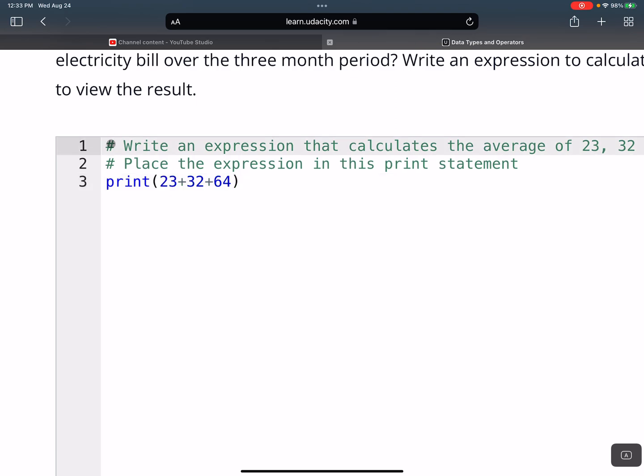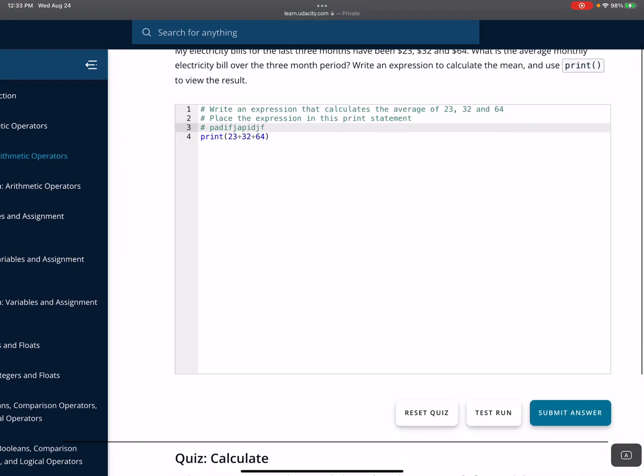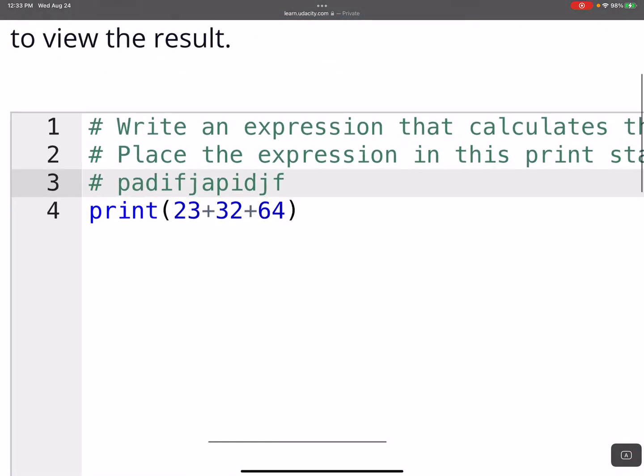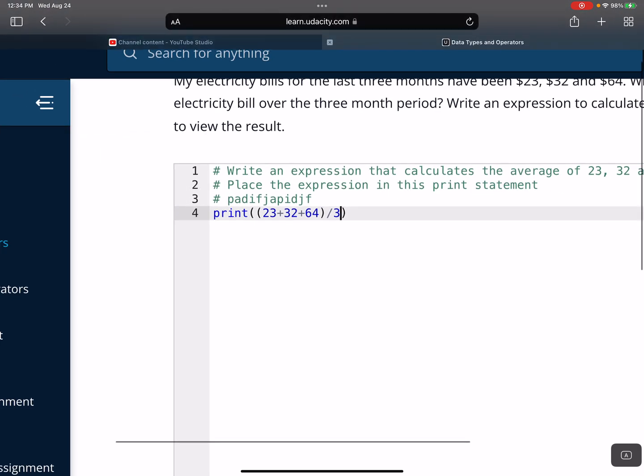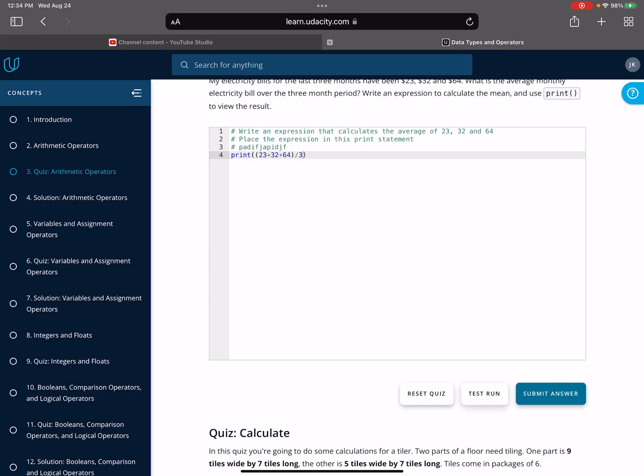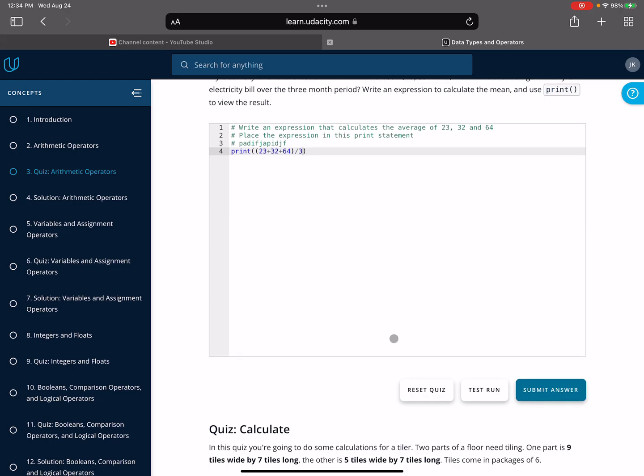By the way, you see these hashtags? They're called comments. If you want to leave a comment here, this doesn't add to your program. It doesn't actually impact it. Okay? So what I'm gonna do now is I have to get this entire thing. It's just like math. All I have to do is divide it by what? 3, and then I test run and continue, submit answer, and we're good. Any questions about that? Okay.